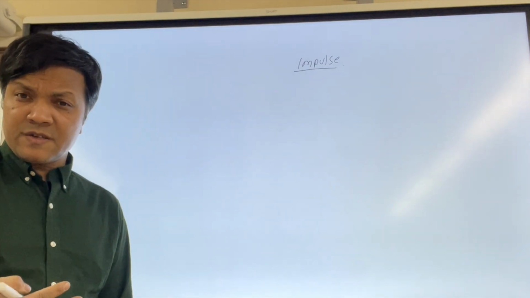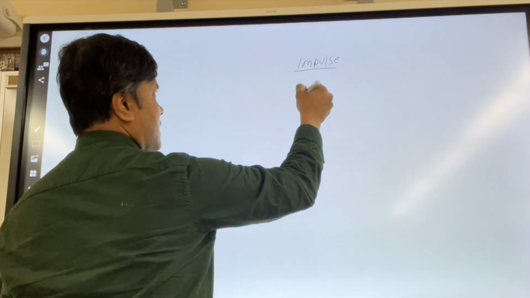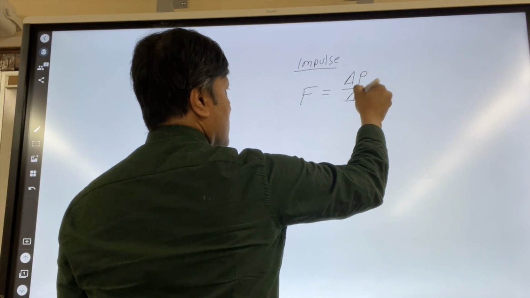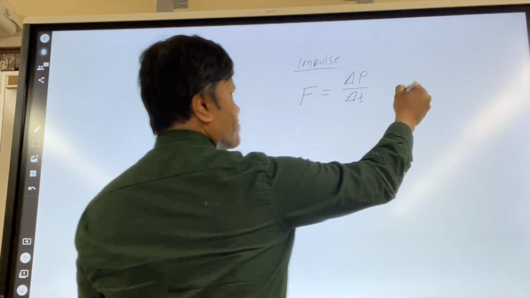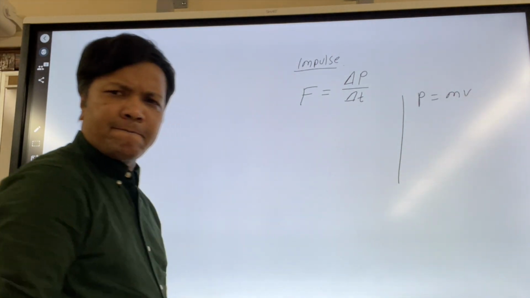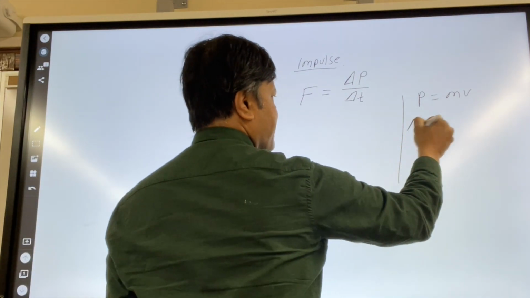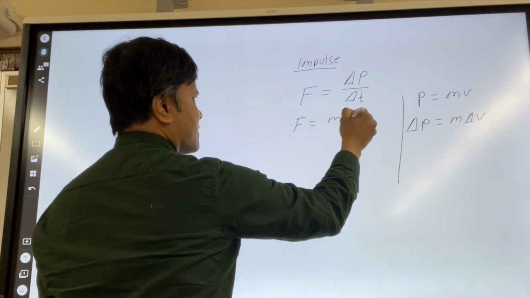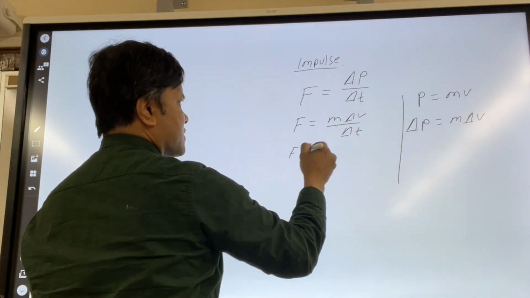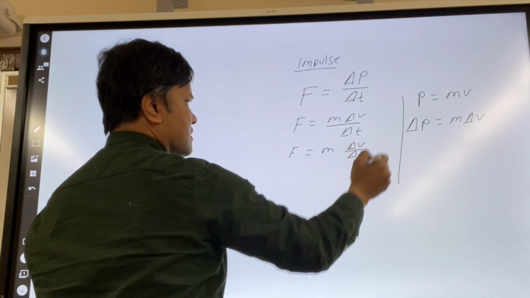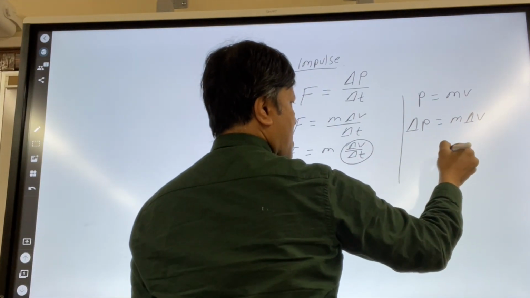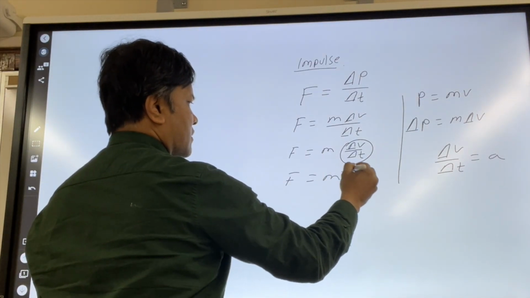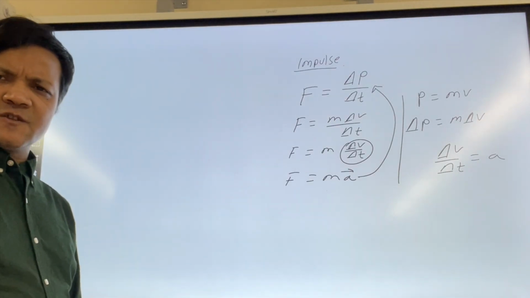Now, impulse comes from Newton's second law. So what is Newton's second law? We're going to write Newton's second law in terms of impulse. So what is P? P is momentum, and momentum is MV. What about delta P? We're going to replace that by M delta V over delta T. So F is equal to M delta V over delta T. Delta V over delta T is equal to A. So F equals M A. Newton's second law is impulse.